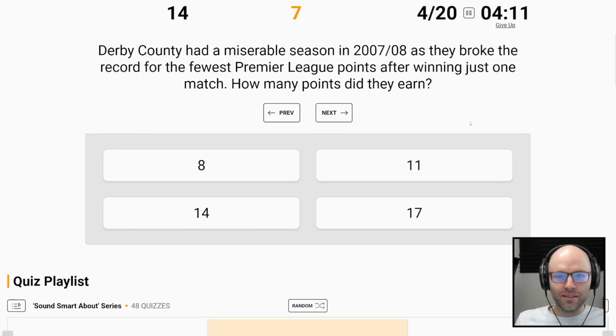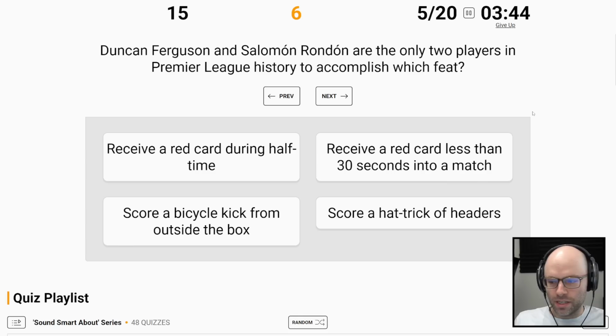Like from Breaking Bad? Derby County had a miserable season in 2007-2008 as they broke the record for fewest Premier League points after winning just one match. How many points did they earn? Well, a win is 2 points, right? And they play like 38 games. So they won a game and got 2 points. And then in 37 games, they get 6 draws. I bet they got 10 draws in 36 games. It just makes the most sense.